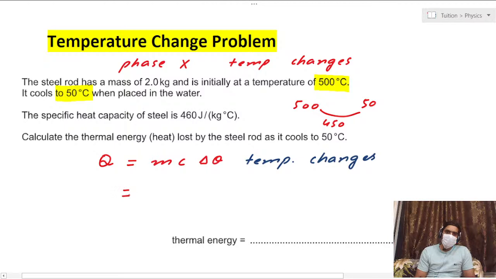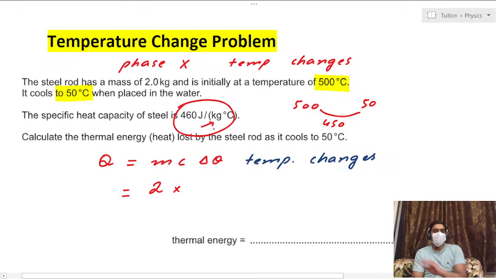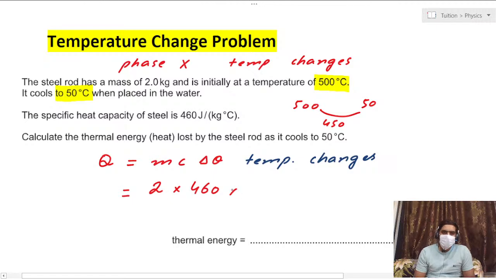So you write down the mass here. Mass is 2 kilograms, given right over here. Specific heat capacity, 460 joules per kilogram per degree centigrade. So the specific heat capacity is also in kilograms, so totally fine, because mass and the specific heat capacity are in the same unit, times the change in temperature, 450, and then you simply hit it on the calculator.